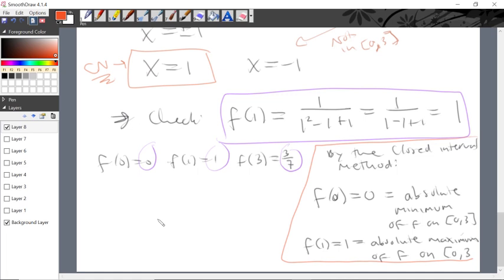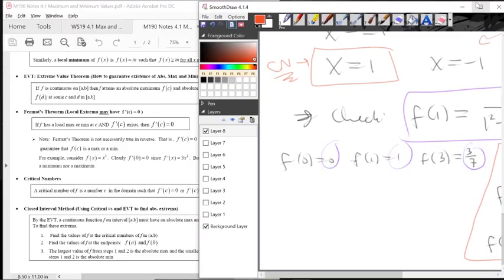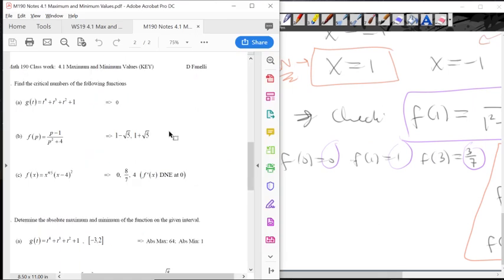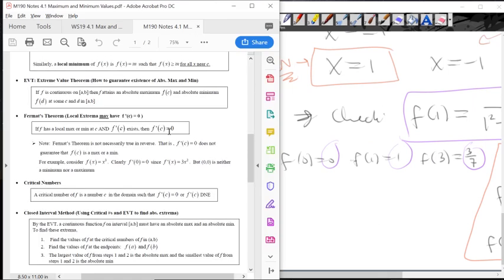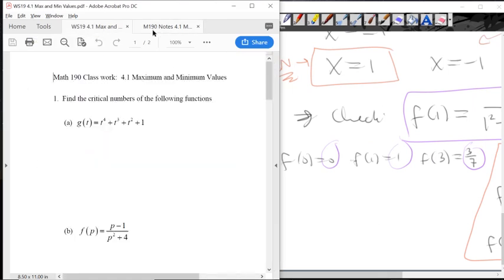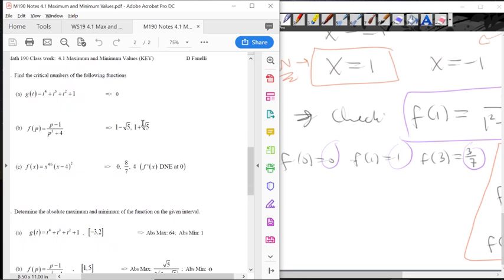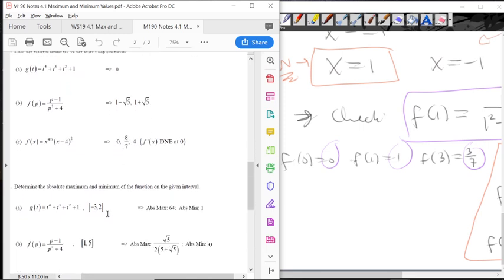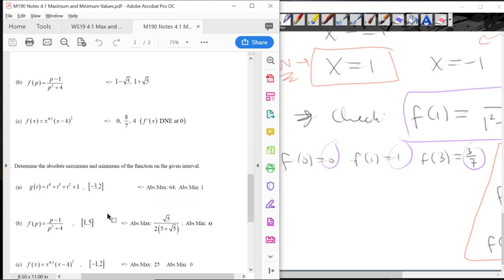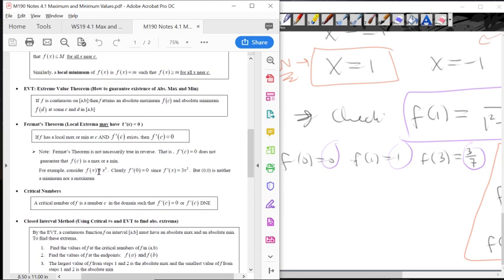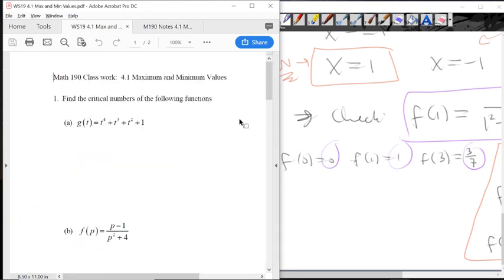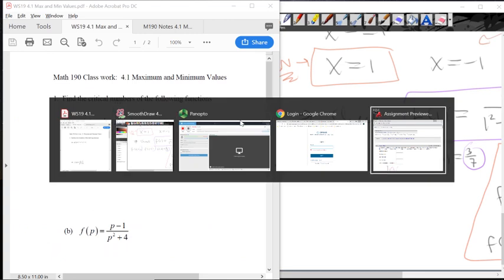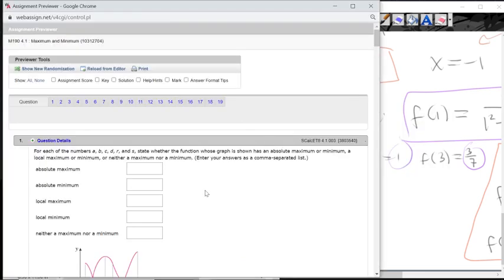All right, so you also have here, in addition to your typed notes, a worksheet including some solutions there. Find the critical numbers and determine absolute max and mins of the same functions, where I give you intervals, to test. And of course the homework, which includes some graphical analysis.